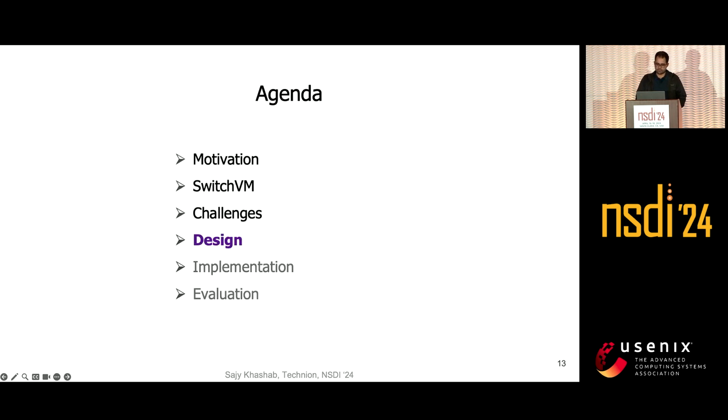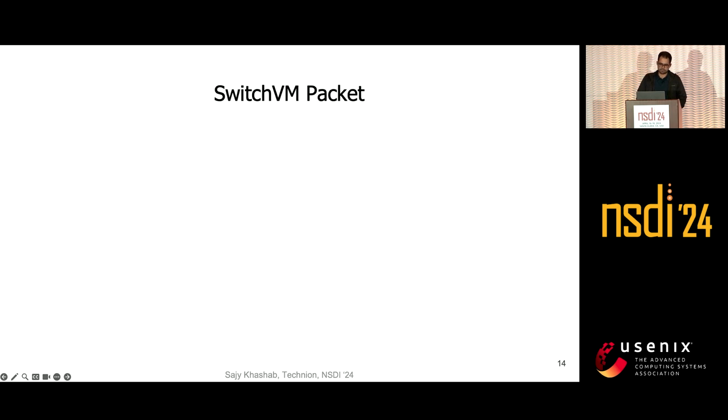Now, next I'll move to the design of SwitchVM. First is how should a SwitchVM packet look like? Since we're discussing data center networks, we can use the virtual network identifier from the encapsulation headers to identify different tenants. This is used for enforcing authorization and isolation.